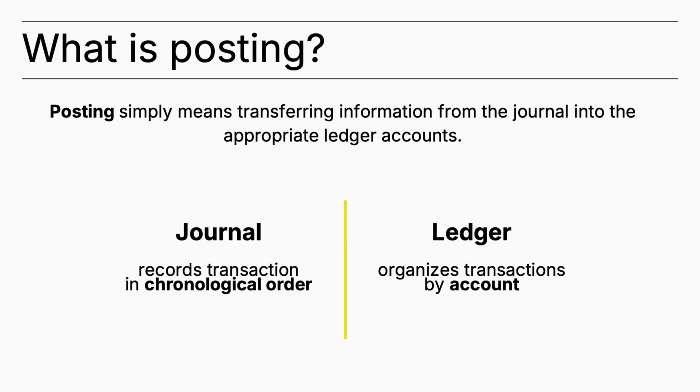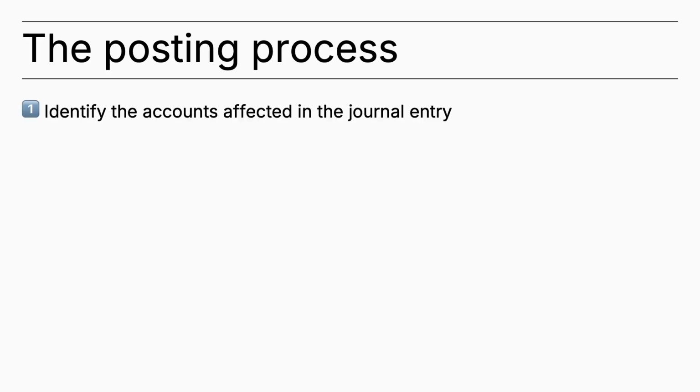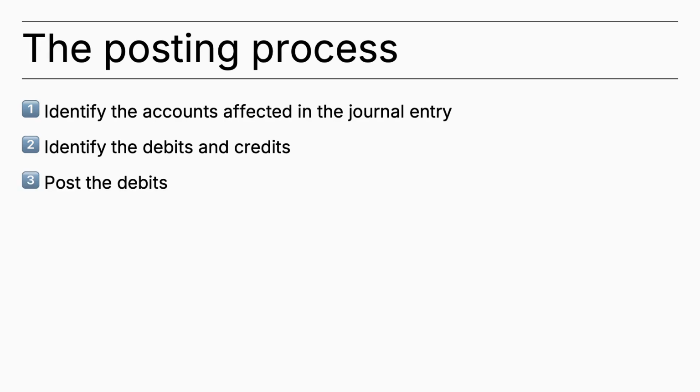Now that we know what posting means, let's walk through the posting process step by step. Whenever you're posting a journal entry, the process follows the same pattern. First, look at the journal entry and identify the accounts involved. Next, determine which accounts are debited and which are credited. Then transfer the debit amounts to the appropriate ledger accounts. Finally, transfer the credit amounts to the appropriate ledger accounts. Once both sides have been transferred, the journal entry has been posted. Let's try to see how it works.